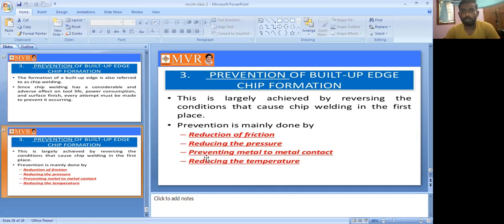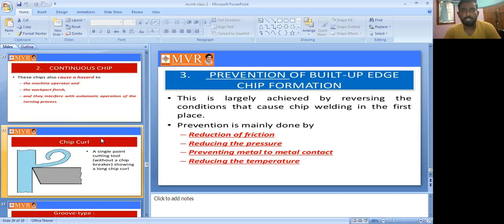So we can prevent these conditions. Optimally, we can get good surface finishing, good accuracy, and good shapes and sizes. Exact shape and size, and good surface finishing we can get with this chip. So it is the third one. It is our topic for today.